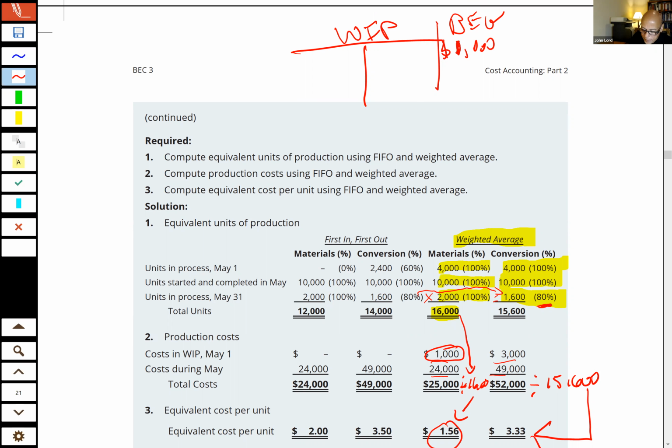Okay. Then they tell me that they did what? They added, and I'm just focusing on materials, 24,000 for materials for the period, didn't they? So the balance in here now is how much? 25,000. But I'm trying to use this equivalent unit calculation to figure out how much should go to my what? Should go to my finished goods and out of my work in process, right?